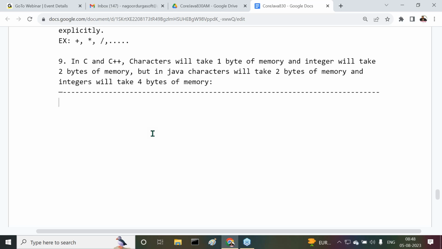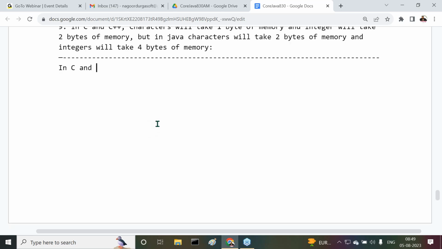So the title is available like this. In C and C++, characters are taking 1 byte of memory and integers are taking 2 bytes of memory. But in Java, characters are taking 2 bytes of memory and integers will take 4 bytes of memory. That we understand. Okay. But what is the actual point? What is the actual reality there internally? Observe carefully. I'm going to give one point here.